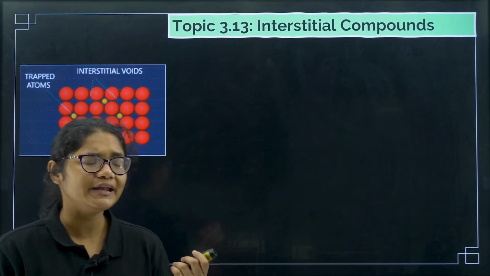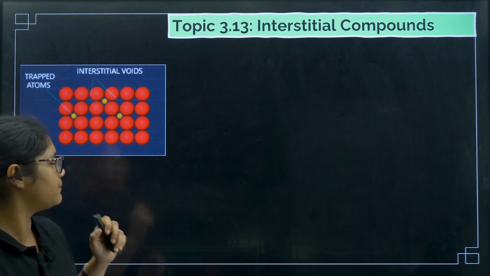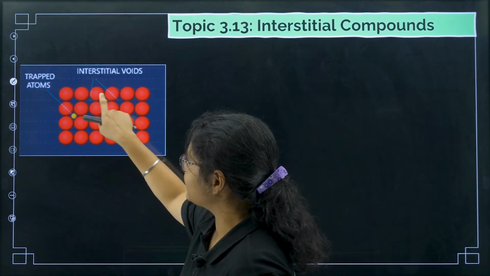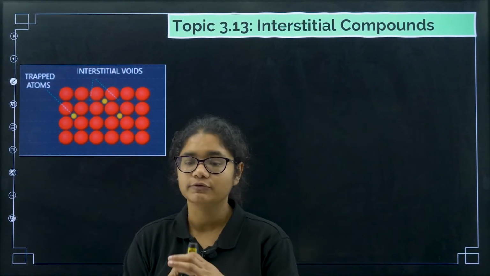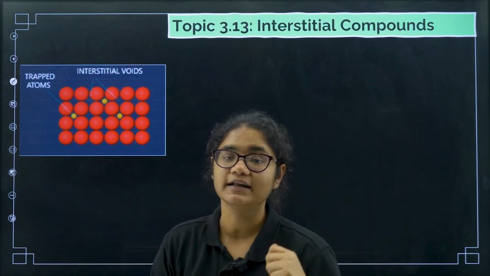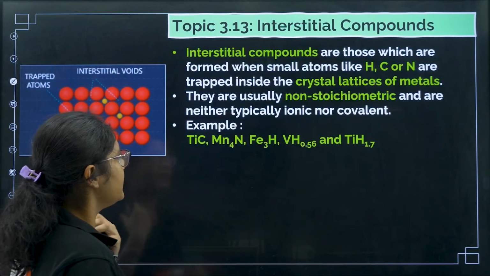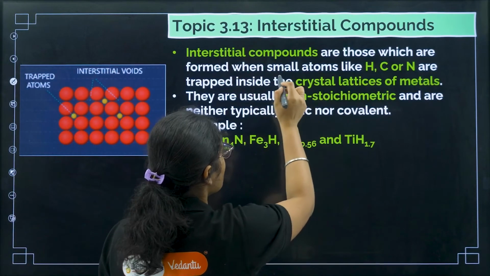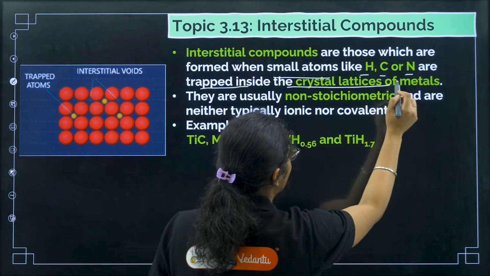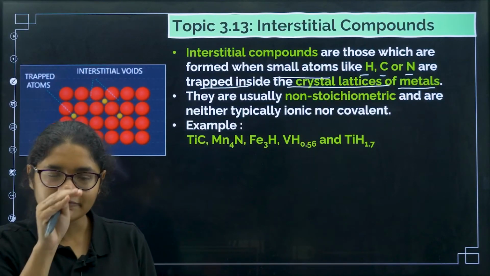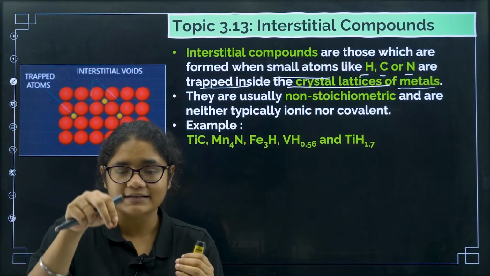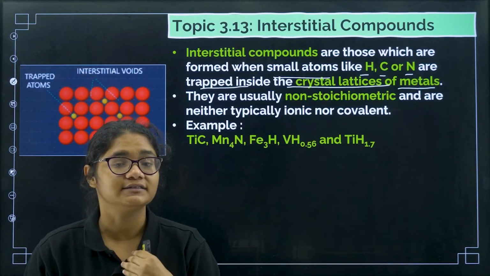What do you mean by interstitial compounds? You can see a small diagram: suppose these are the atoms, and there is some space in between them. When some atoms are trapped in between these spaces, these compounds are called interstitial compounds. They are those compounds formed when small atoms like hydrogen, carbon, nitrogen are trapped inside the crystal lattice of metals. There are some vacant spaces, and small atoms like carbon, hydrogen, nitrogen get inside and get trapped. We call these interstitial compounds.